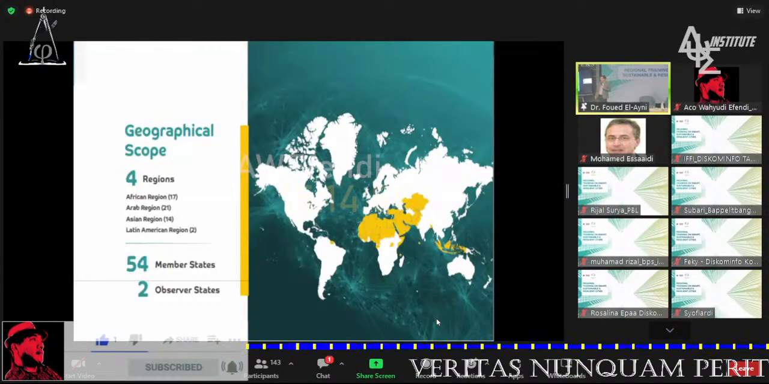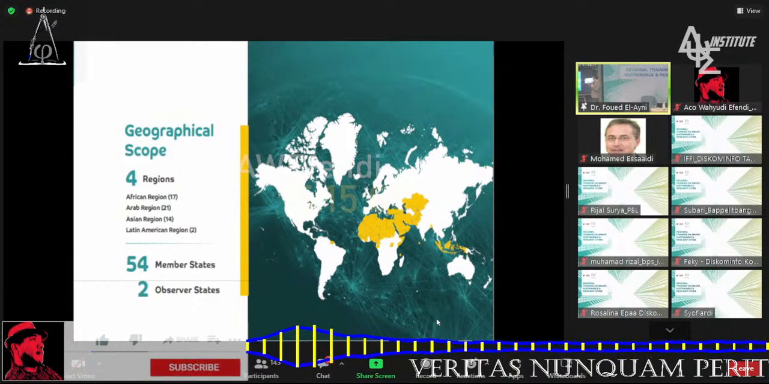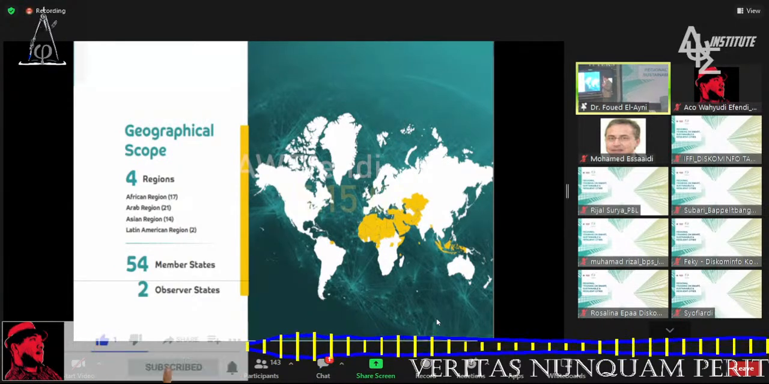Next slide. Our geographical scope: you can see we are covering all the regions. We have two member countries in South America. We are covering the Arab region, the African region, and for sure also Asia, Central Asia, and South Asia. We have 17 countries in the African region. When I say country, it means member countries. In the Arab region, we have 21.